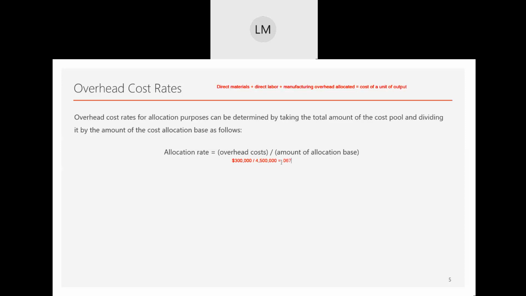What am I saying with this? What does this mean? Well, what this means is for every machine hour that a job takes, I'm going to assign 6.7 cents, or 0.067, of overhead to each job for each machine hour. So let's say, based on this rate, I have a job that takes 2,000 machine hours.